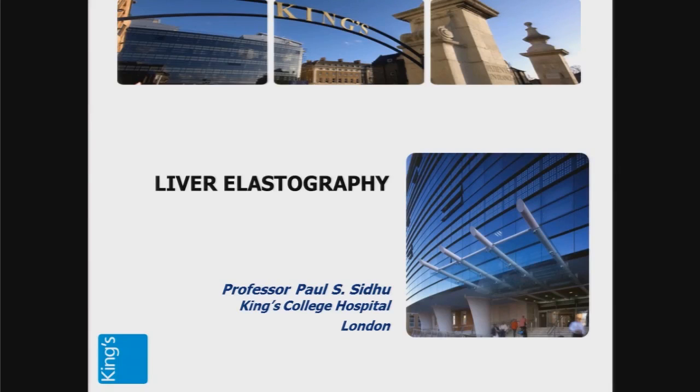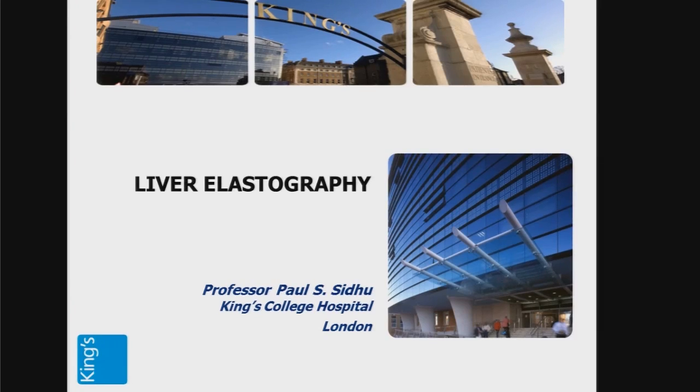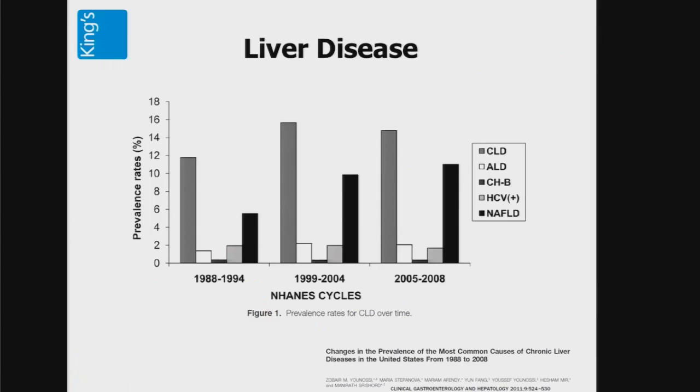I'm going to change direction now, going from contrast-enhanced ultrasound of the liver, and we're going to have a look at liver elastography. Bear in mind that with liver elastography we're talking not about focal lesions here, but diffuse liver disease.